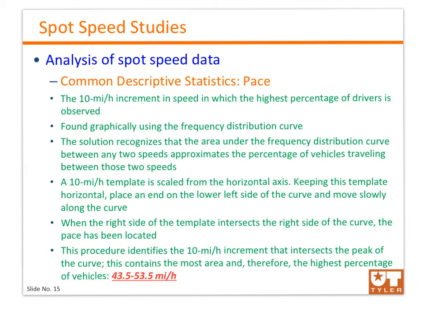So the way to get it is, you have a 10 mile per hour template scaled on the horizontal axis. Keeping this template horizontal, you place it at the lower left side of the curve and move it slowly along the curve. When the right side of the template intersects the right side of the curve, then the pace has been located. For example, if you go back to your curve, you would see by following this procedure that the 10 mile per hour increment is between 43.5 to 53.5 miles per hour.